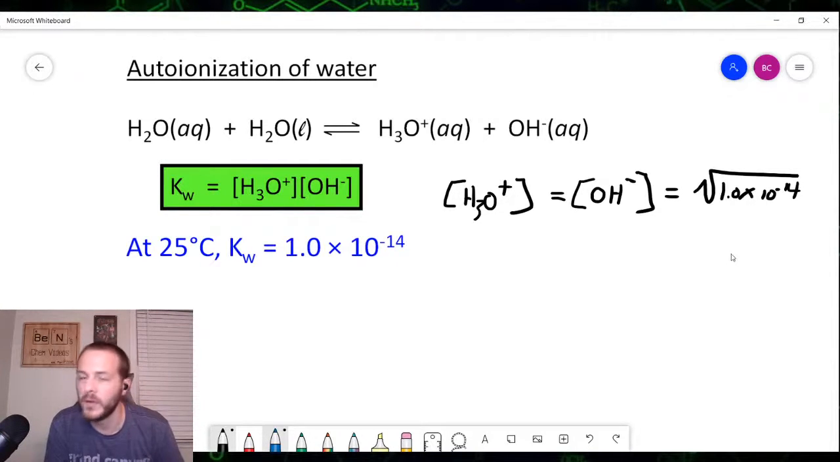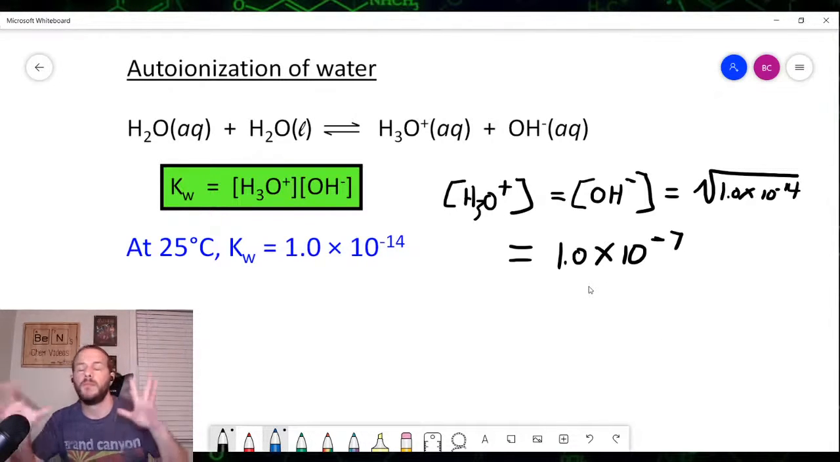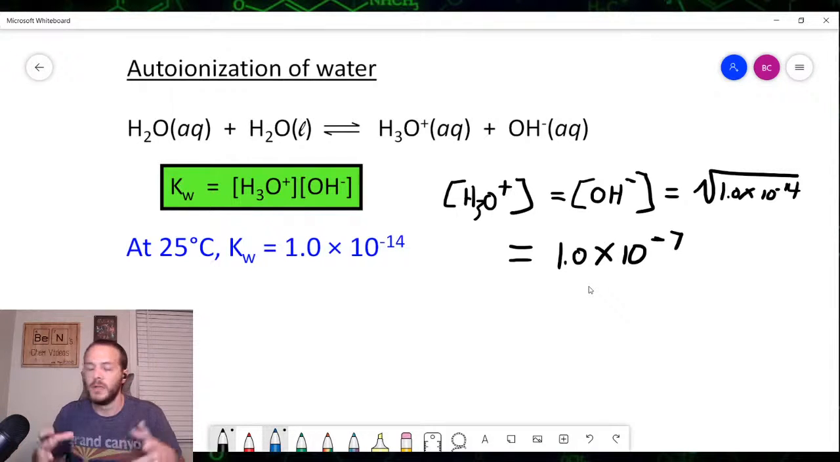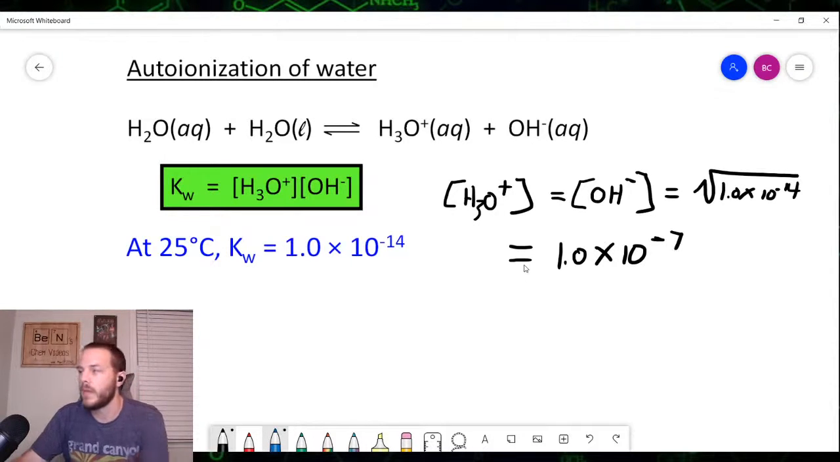And again, this is assuming that we are at 25 degrees Celsius, the most commonly reported temperature in general chemistry textbooks, right? So this value is going to be equal to 1.0 times 10 to the minus 7. That means if you have a sample of water at 25 degrees C, your concentration of hydronium and your concentration of hydroxide are both going to be 1.0 times 10 to the minus 7. That's a very, very small number. So only a very, very small portion of the water molecules have undergone autoionization. The vast majority of them are still intact H2O molecules, but a small portion of them have reacted to form H3O plus and OH minus.